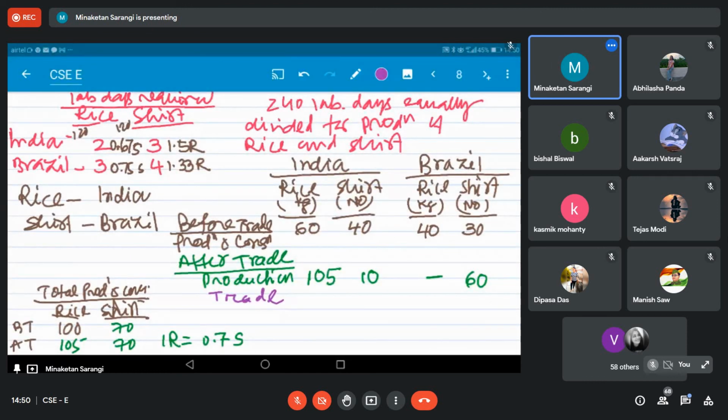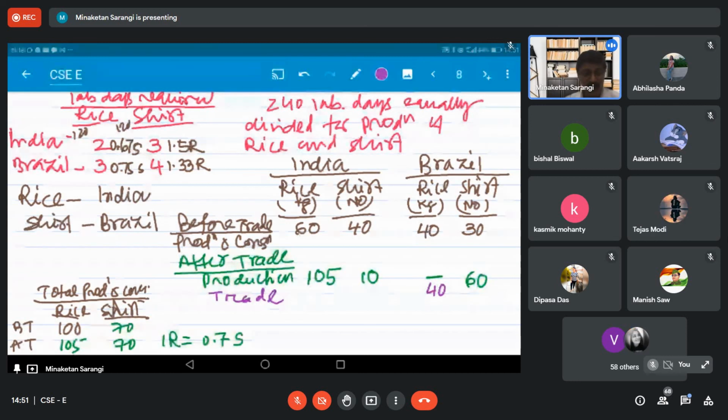How will we determine the trade? India requires a minimum of 30 sats, so India will import 30 units of sat. Or if you go for the Brazil side, Brazil will require 40 kg of rice. Now, if Brazil requires 40 kg of rice, how much sat will it give?